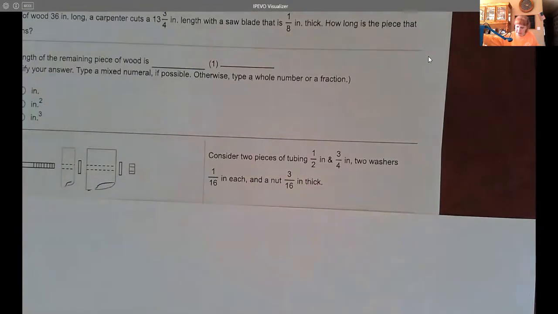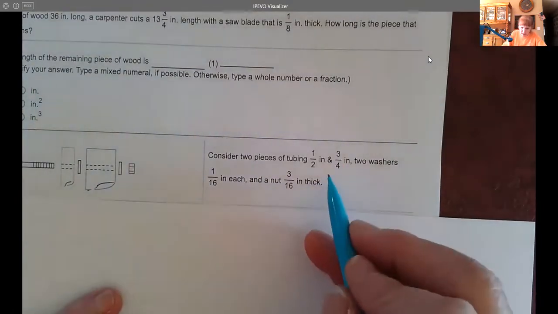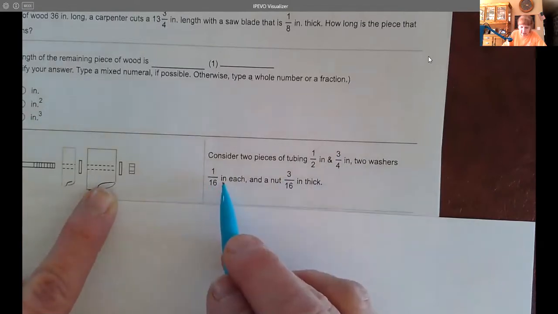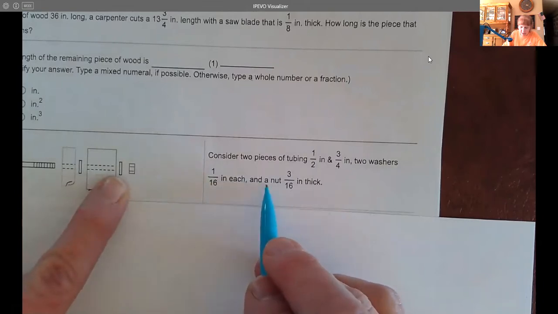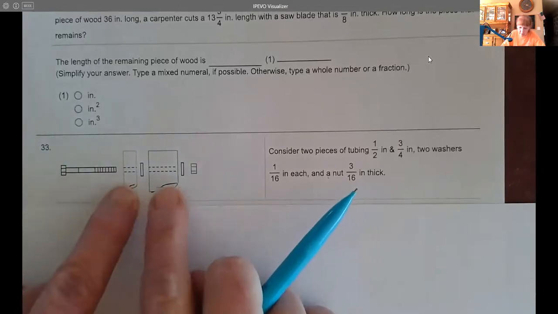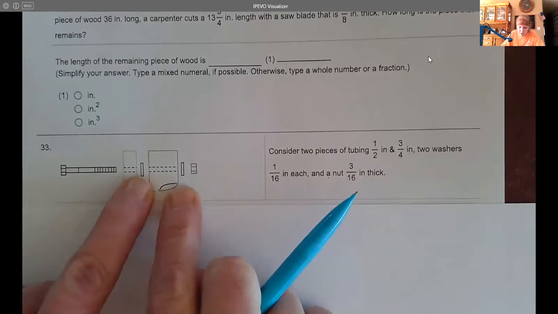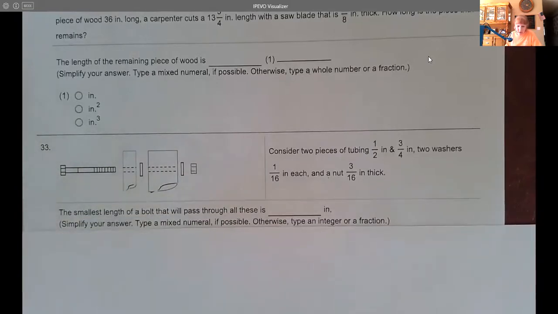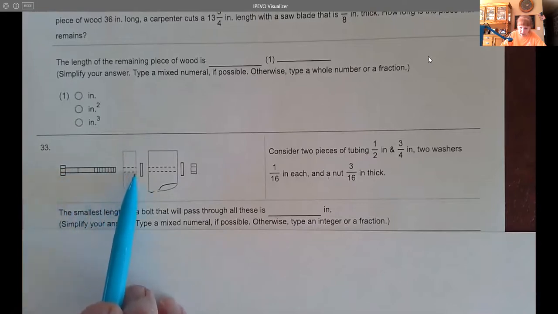Consider 2 pieces of tubing, 1/2 inch and 3/4 inch, 2 washers, 1/16 inch each, and a nut 3/16 inch each. So we've got our tubing, 1/2 and 3/4. We have 2 washers, 1/16 each, and we have a nut that's 3/16 inch. All right, the smallest length of a bolt that will pass through all of these is what? What would the length of that bolt have to be?